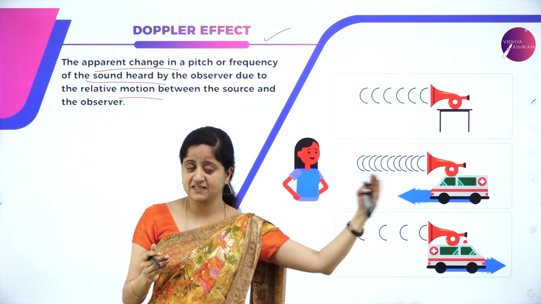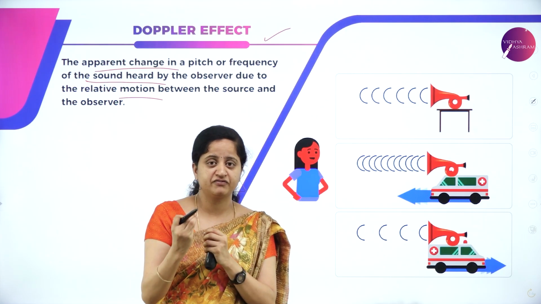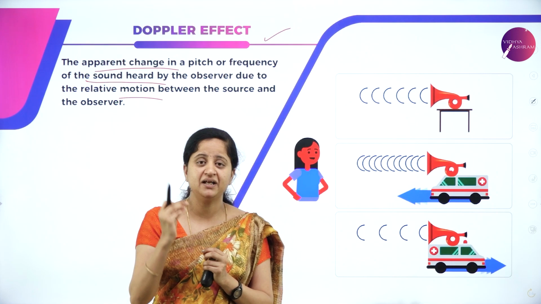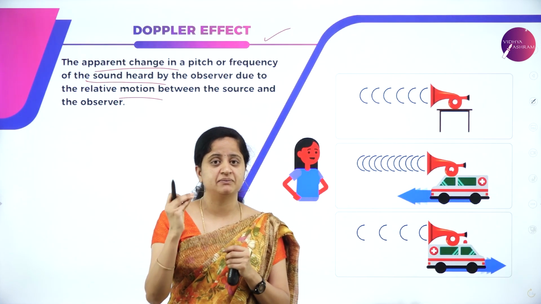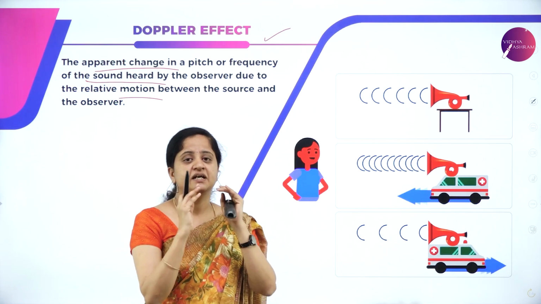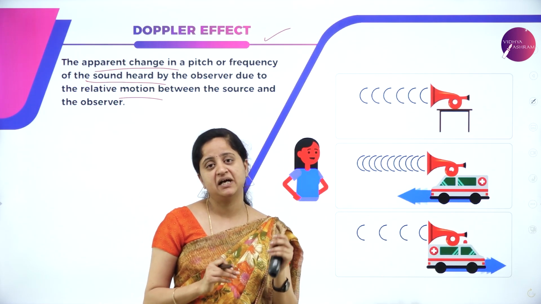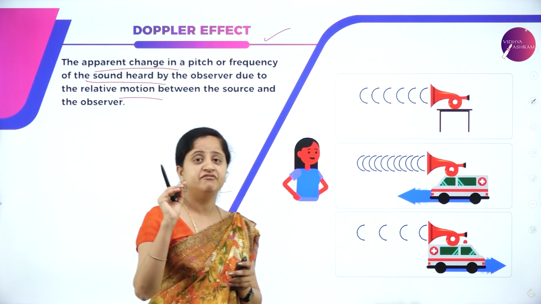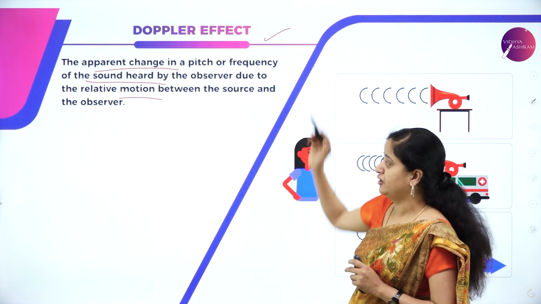And when the train recedes, when it passes away from us, the whistle of the train will be heard lower, or the pitch or the frequency will be less. The pitch or the frequency we hear as an observer will be slightly less, and that is called apparent frequency. In various conditions, the apparent frequency can be explained with the help of the Doppler effect, and this is a very important concept. In the final examination, we will get problems based on the Doppler effect.